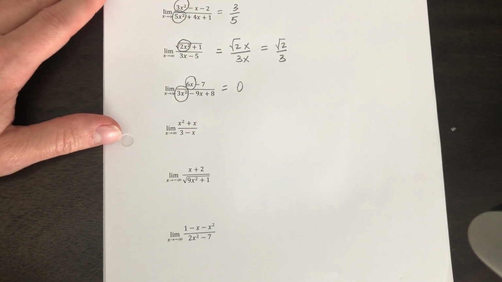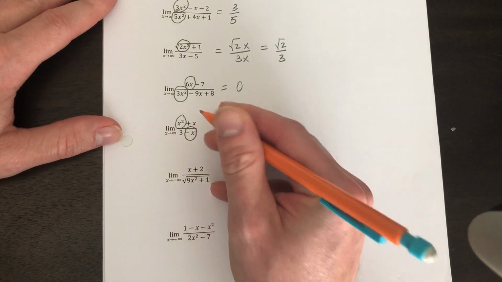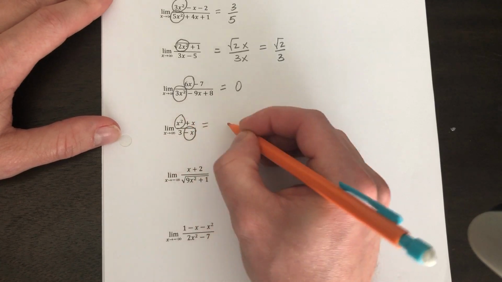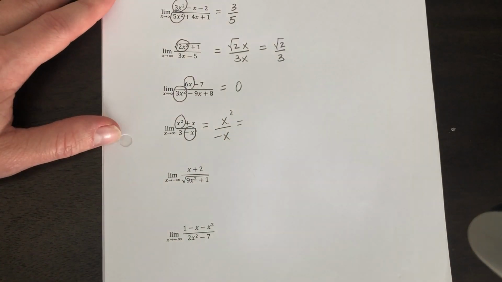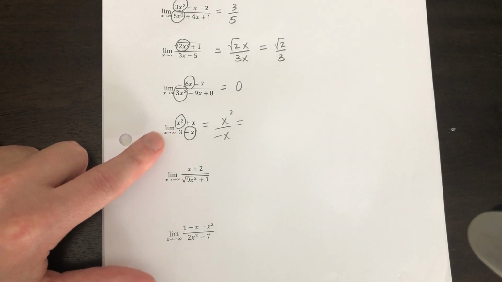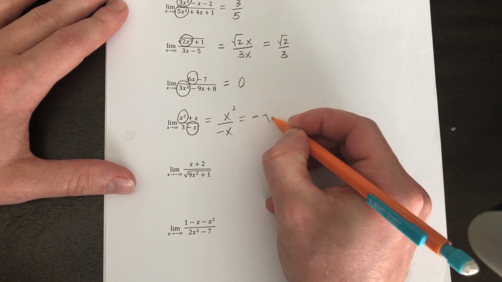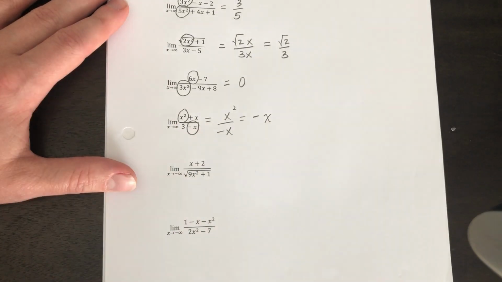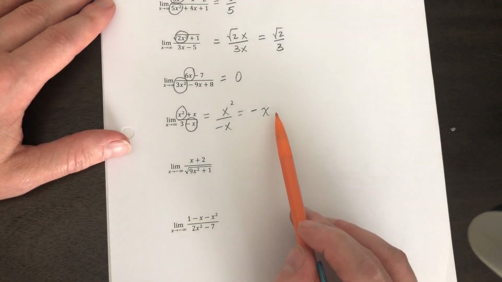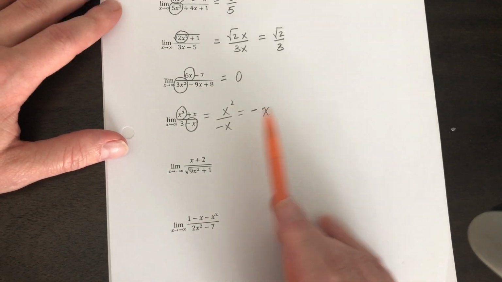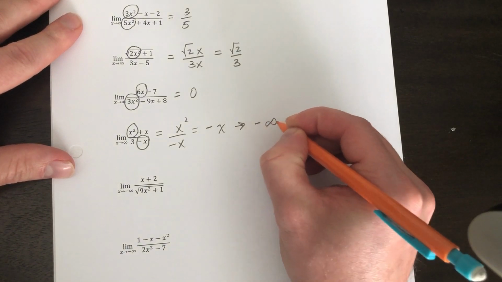The next one, highest power on top is going to be x squared. Highest power on bottom is negative x. So this is going to end up being top heavy. Okay, so I'm going to positive infinity. So if I was to cancel these two terms, I get a negative x. Okay, so if I was to plug in a large positive number, say 100, 100 times a negative 1 is a negative 100. So this is going to go to negative infinity.